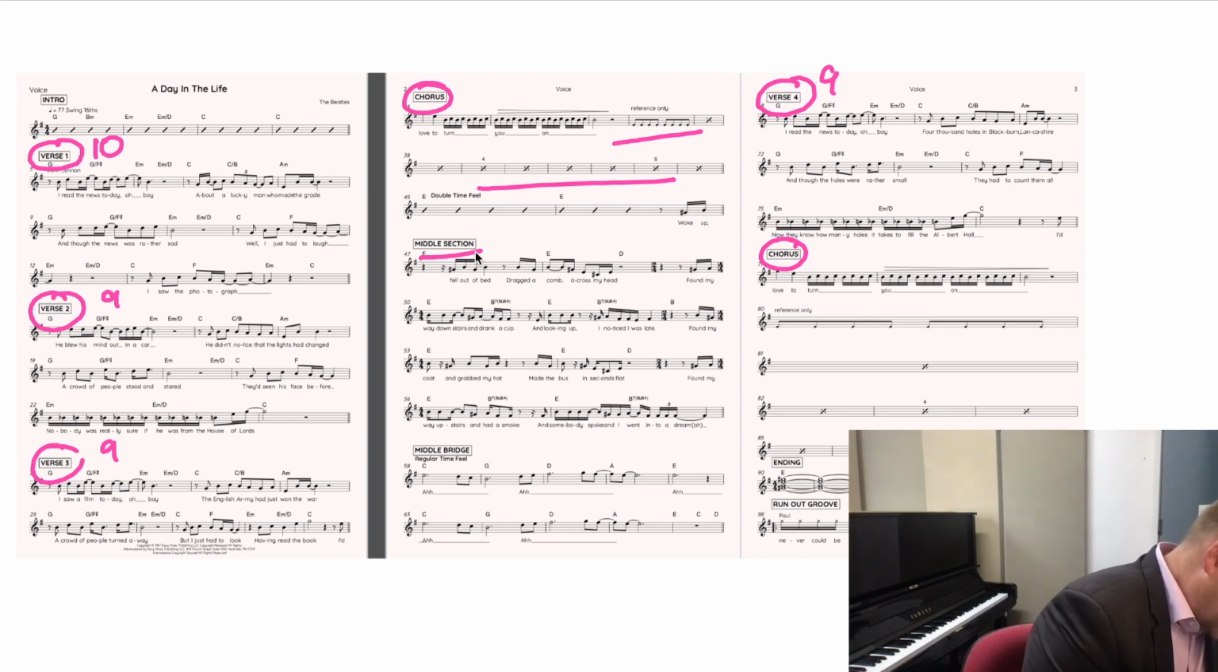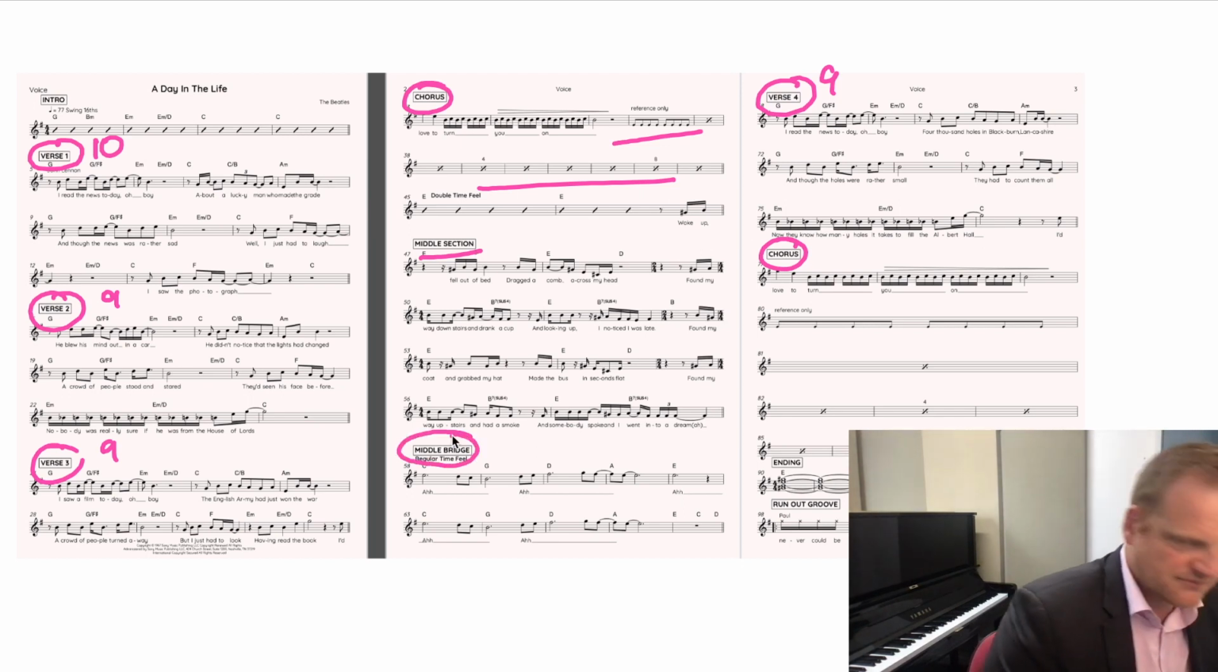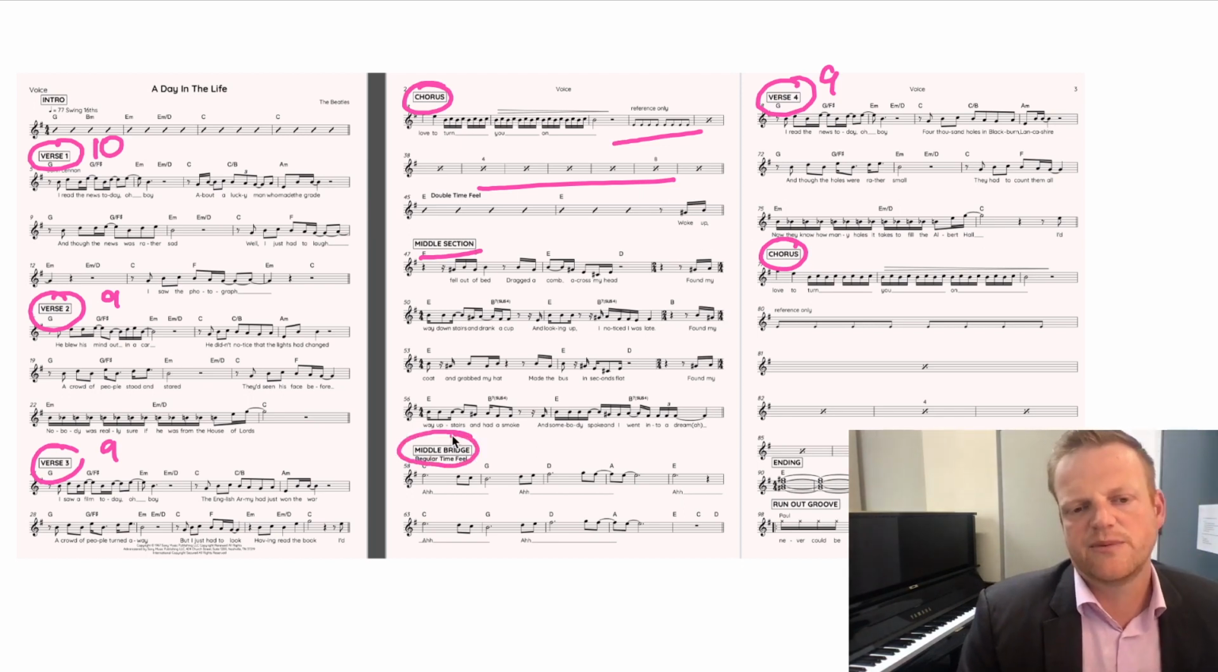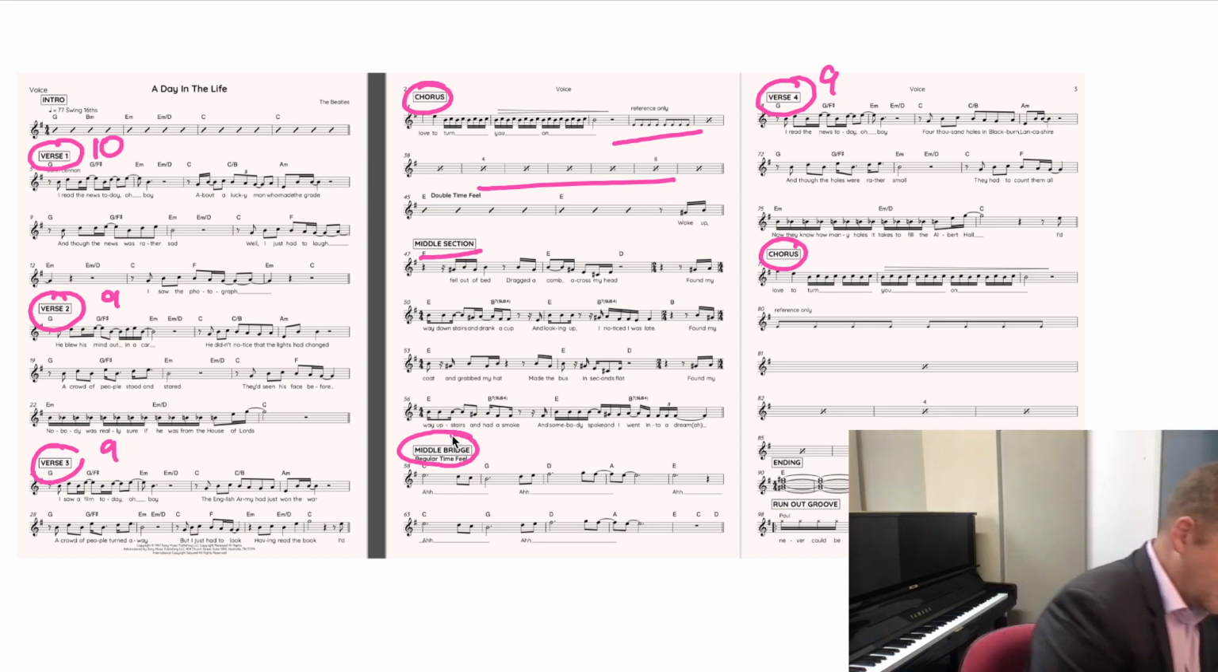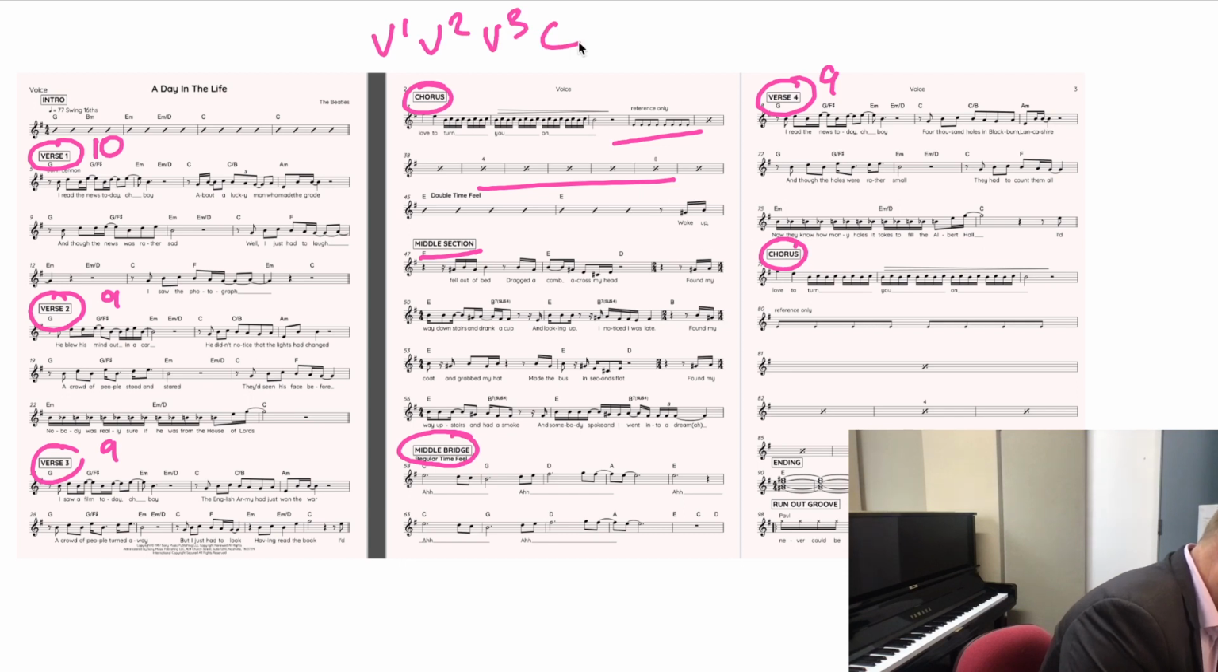And so that happens. And then we have this bridge that I showed you before, called a middle bridge, I guess, where we transition back to verse 4. Again, quite an unusual section. You could probably call those middle sections whatever you want. So if we're analysing that form, we're going to have verse 1, verse 2, verse 3, chorus, question mark, verse 4, chorus, and then what have we got? We've got an ending and we've got a run-out groove.